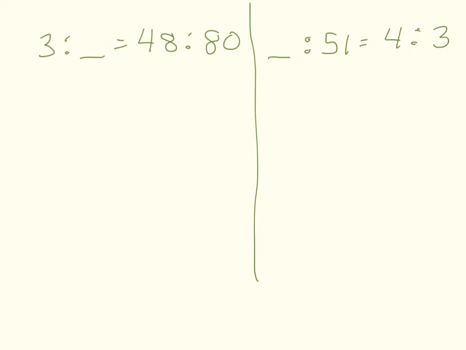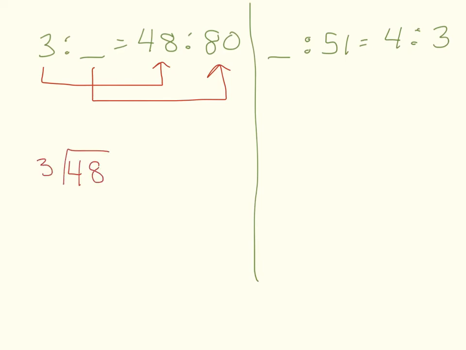In this one, the first term is 3, and on the other side the first term is 48. And so I have to go from 3 to 48 by the same number that I go from the blank to 80. So I need to find out how many times bigger 48 is than 3. Since that's probably not in my head, I need to divide to find that out. So I find out that I get 16. So I know that 3 times 16 gave me 48. Well, that means what times 16 gives me 80?